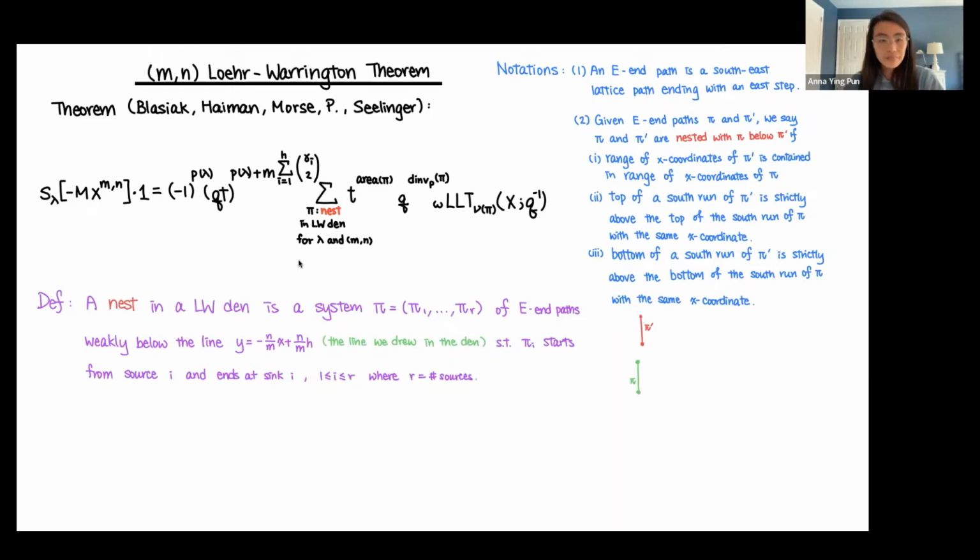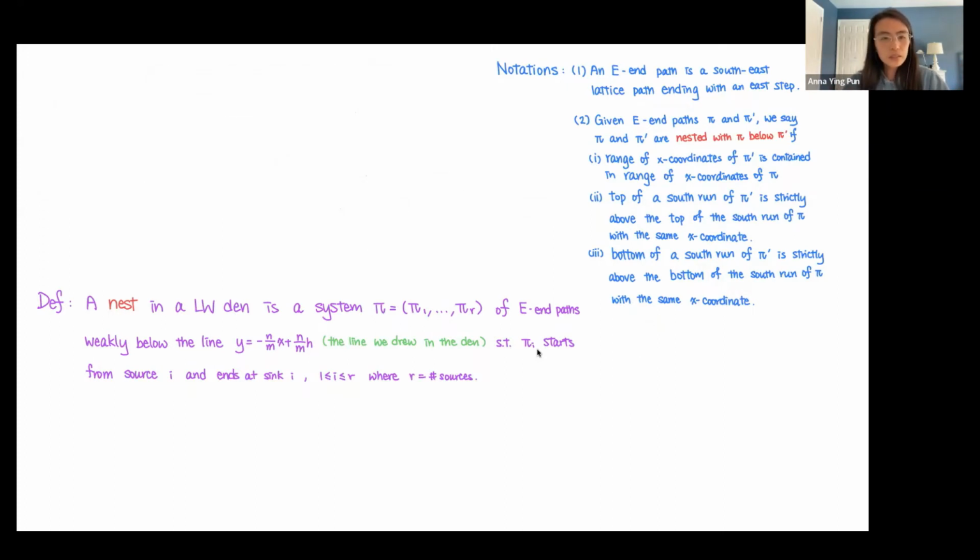So a nest, by definition, is just a system of nested paths, nested east-north paths, staying below the line that we drew. And then starting at, and pi i means that it starts from the i source and then ends at the i sink, and that's it. So there are lots of notations here.